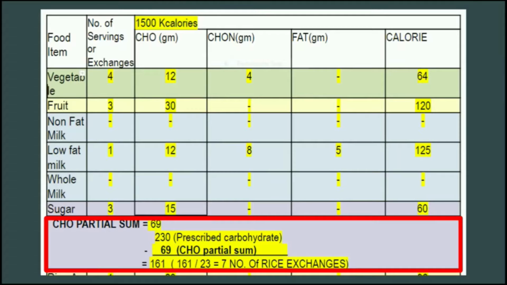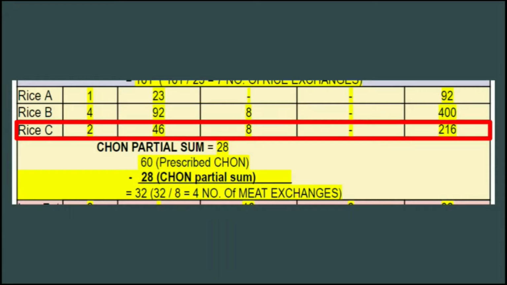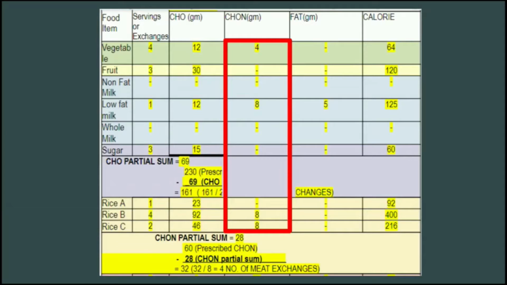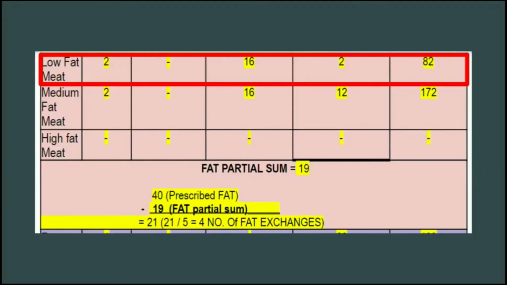Now, the exchanges of rice A, B, and C are determined by dividing the amount of carbohydrates per exchange of rice. Now, to determine the meat exchanges, all the protein content of the food items mentioned will be added to get the partial sum. It will then be subtracted from the prescribed protein and divided by the constant number 8 to get the number of meat exchanges.